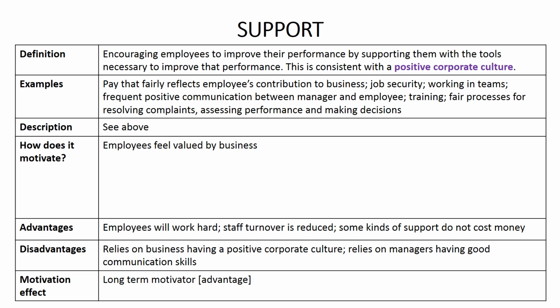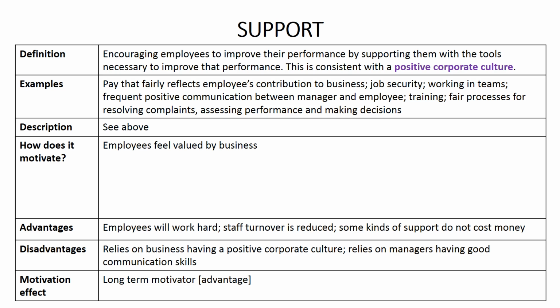Examples of the kinds of support that a business can provide to its employees are pay that fairly reflects the employee's contribution to the business, job security, working in teams, frequent positive communication between a manager and their employees, training, and fair processes for resolving complaints, assessing performance, and making decisions. These are all things that a business can do to assist employees to improve their performance.